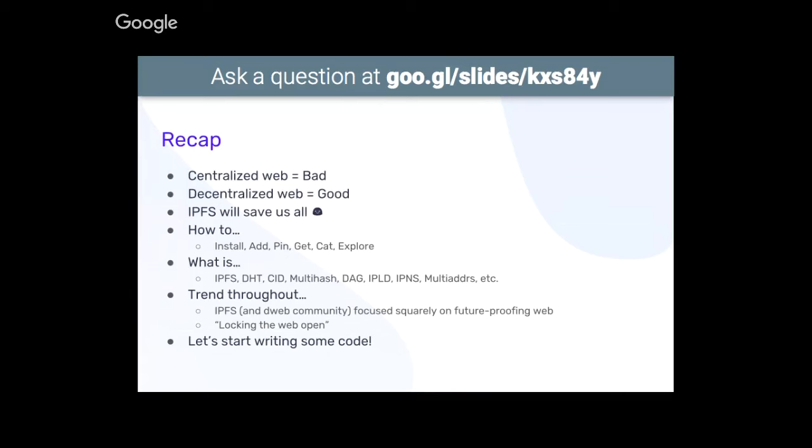Okay, and here's a quick recap, which you can read through on your own. The idea is basically that the centralized web is bad, the decentralized web is good, and IPFS will save us all. But seriously, we've covered quite a lot so far. We've covered how to install, add, pin, get, cat, and explore IPFS. We've covered what is IPFS, distributed hash tables, content IDs, multi-hashes, DAGs, lions and tigers, oh my. And we've seen that all of these tools are designed to be future-proof. We're designing a web that is going to grow, and the tools that we're building for it now should be able to grow with it.